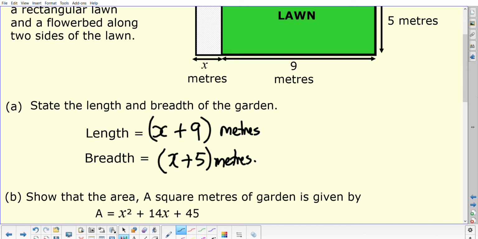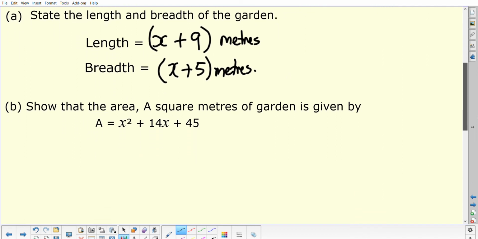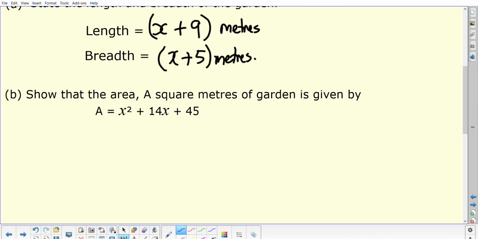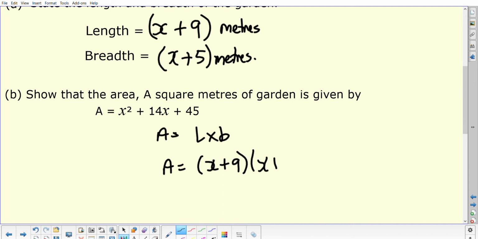If you then show that the area of that garden is given by this expression. Now the area is length times breadth. So what we're going to be able to write down for our area is that our area will be equal to x plus 9 times x plus 5.